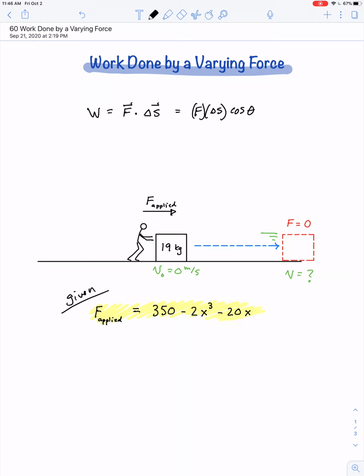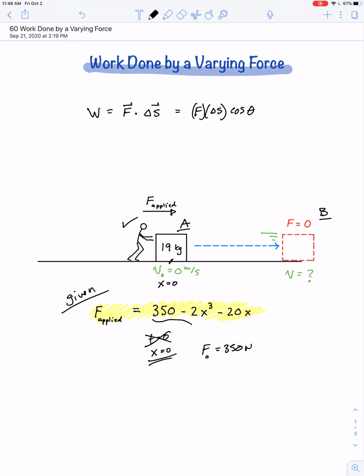Now, what's this equation really telling us? It says that at time t equals 0, when x also happens to be 0, so we can put an origin right here, x equals 0 at time t equals 0, the initial velocity is 0. So for that given position, that means the initial force being applied by this person is equal to 350 newtons. And as they push it from point A to point B, the force gradually decreases.